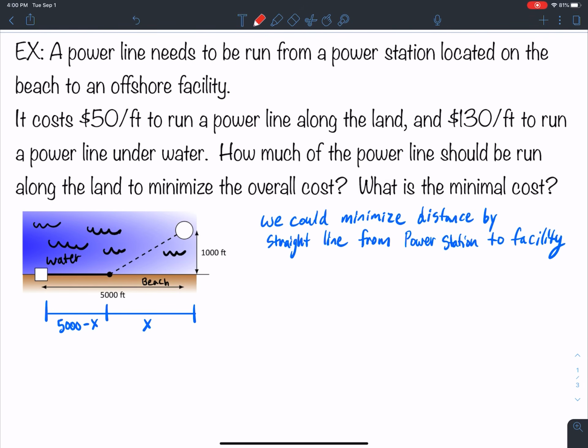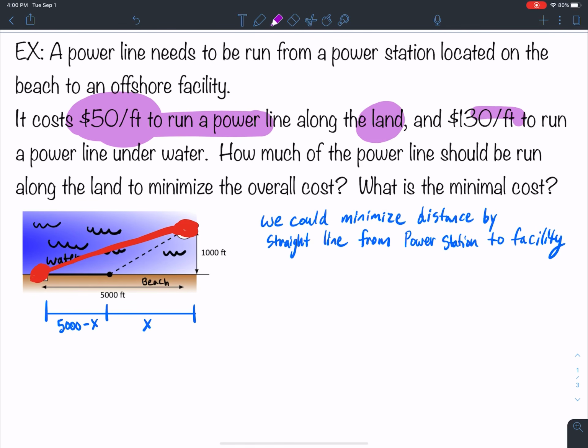Now, we could minimize the distance as a straight line from the power station to the facility. The only downside to this, because you might be thinking, okay, Mr. Clark, if I'm going to make this the most minimized cost, I need to minimize that distance, right? The only issue is the cost difference between running it on the land and running it under the water. It's more than double the cost to run it underwater.